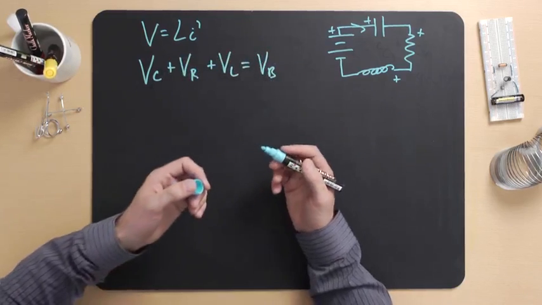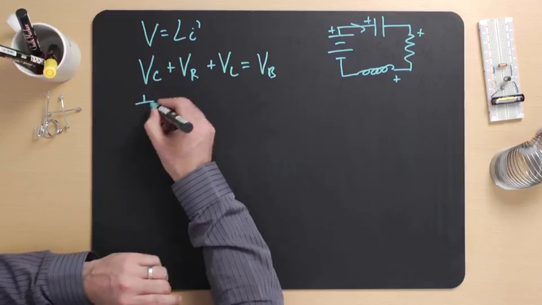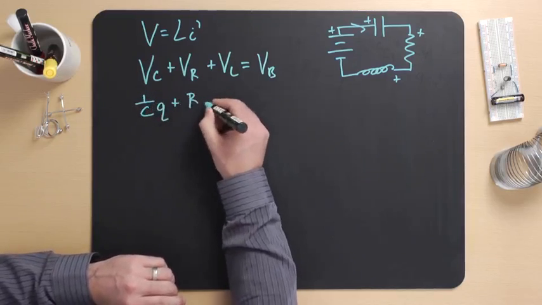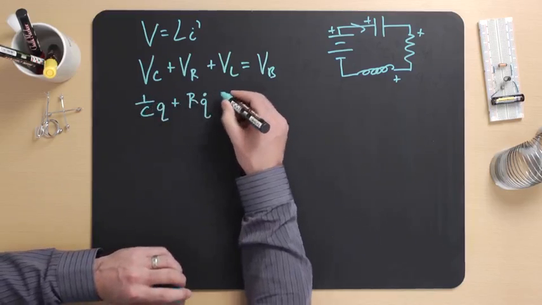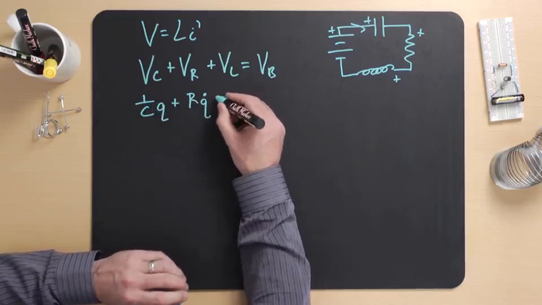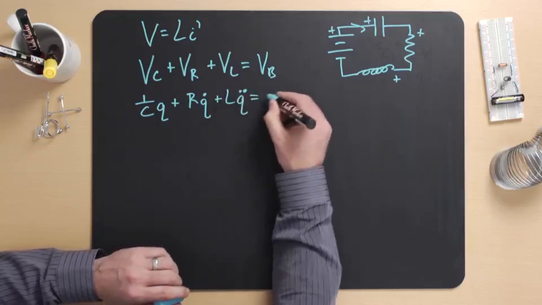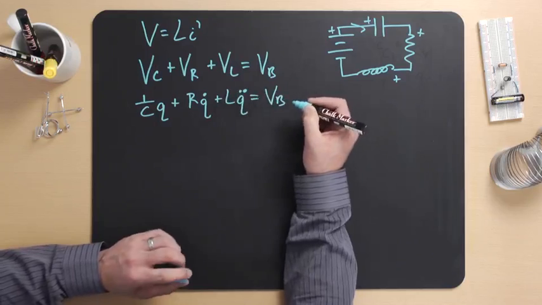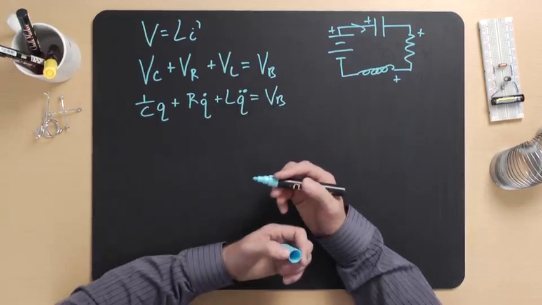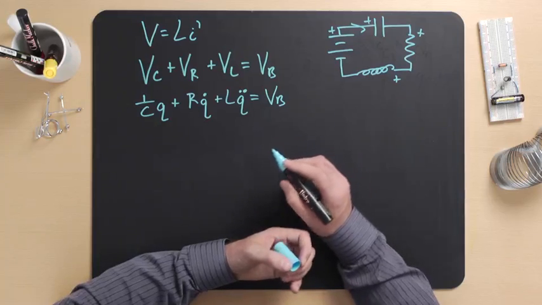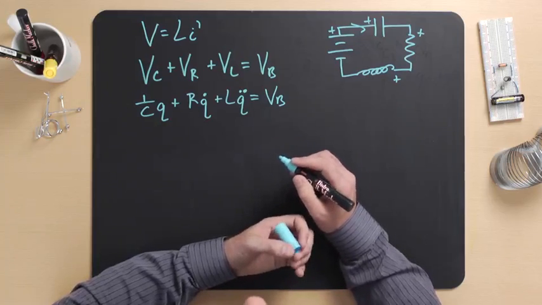Now, if I substitute in the constitutive laws, I get 1 over C Q plus R Q dot plus L Q double dot is equal to VB. I get a second order differential equation. It is hopefully clear that L here is playing the role of mass in this differential equation.